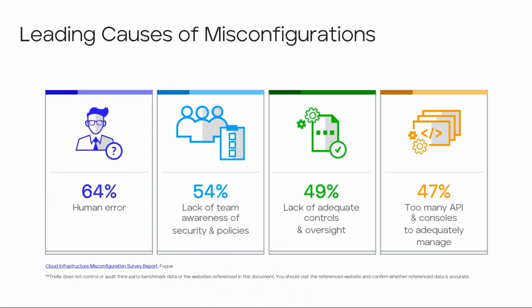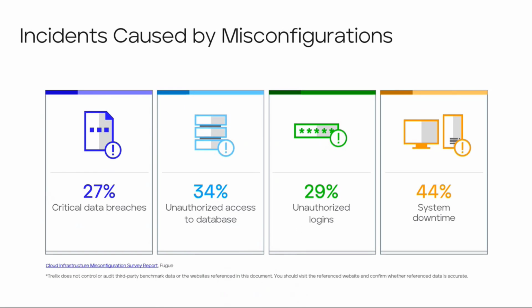Let's go to the next slide. When we look at these oversights and issues, we can look at some of the incidents caused by misconfiguration. 27% lead to critical data breaches. Another is unauthorized access to a database, with accounts that have too high privileges or unauthorized logins in general. And finally, these cause system downtime.